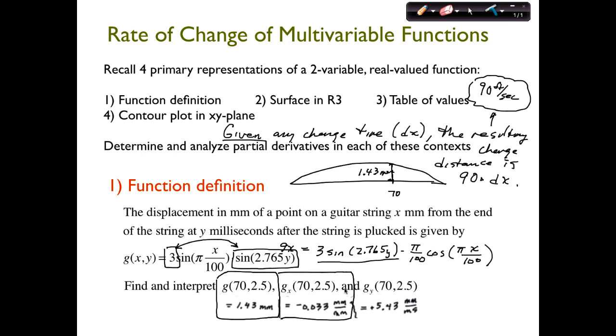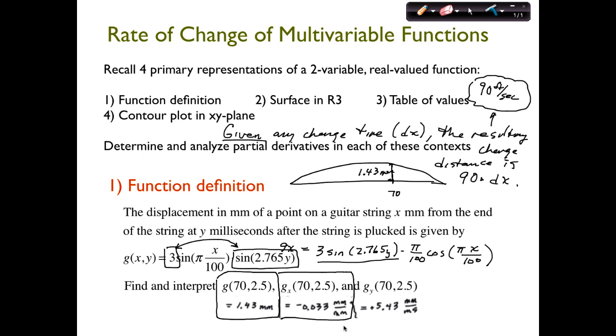So first of all, let's break down the unit. Millimeter per millimeter. What is this millimeter up here? Millimeters of what? Nope. This is millimeters of displacement. And what's this millimeters? From the end of the string. Yeah, per a change from the end of the string. So this is millimeters of displacement per change in the distance from the end of the string.